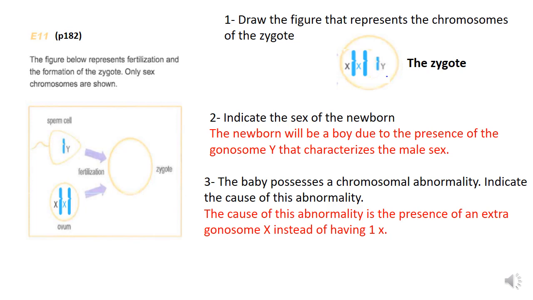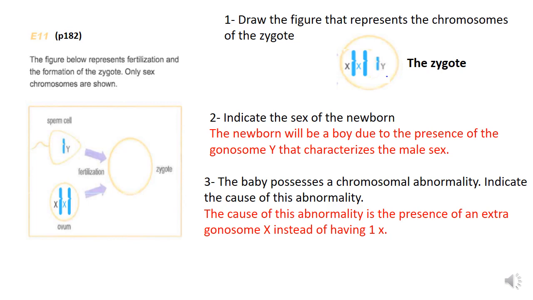So tell me please, is the ovum a normal gamete here? Of course not, because if it was normal, it would contain only 1 gonosome X and not 2 gonosomes X. Then this ovum is abnormal. Question 2. Indicate the sex of the newborn. The newborn will be a boy due to the presence of the gonosome Y that characterizes the male sex.